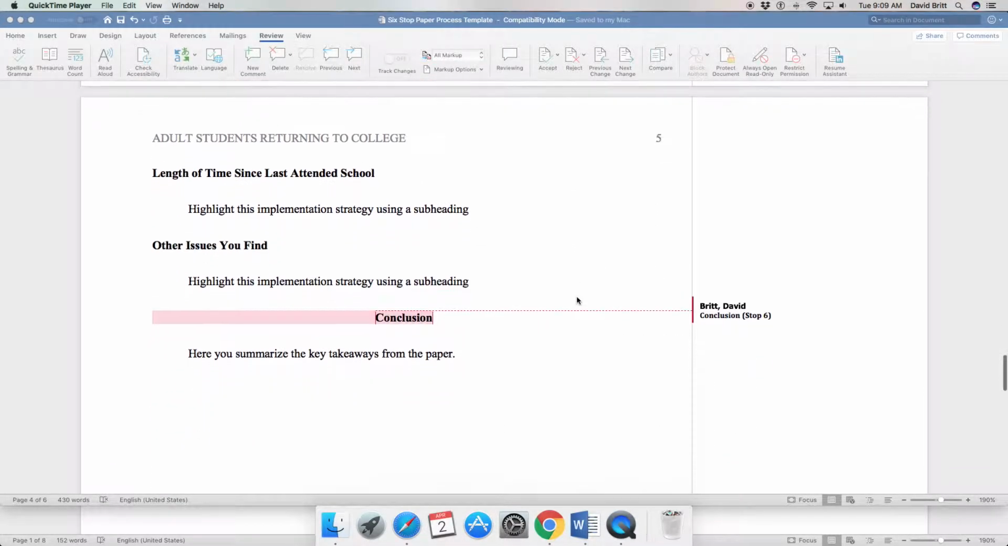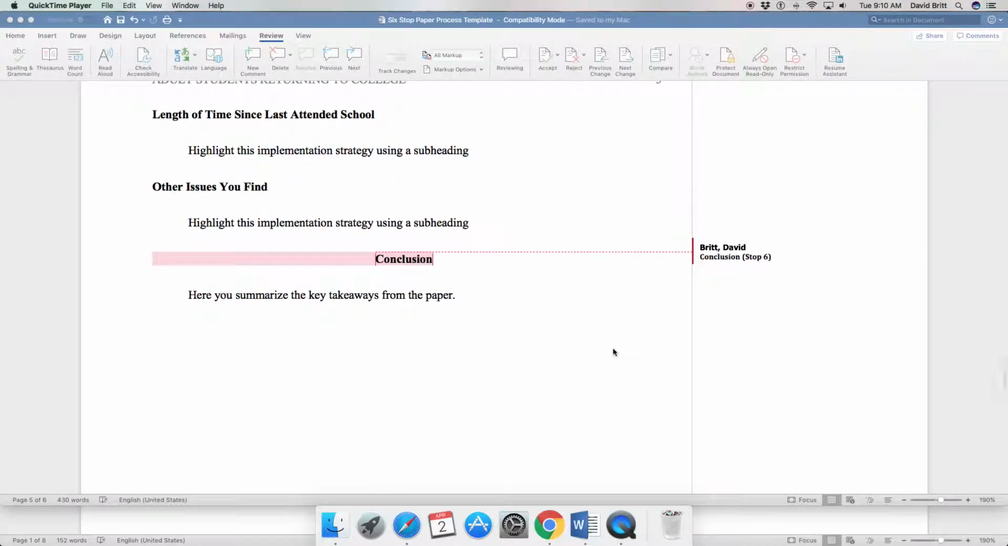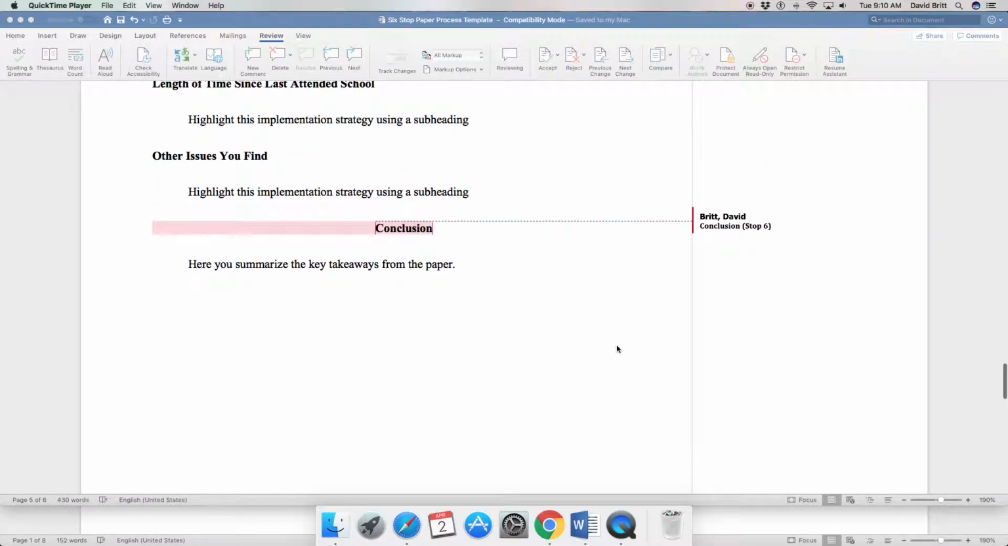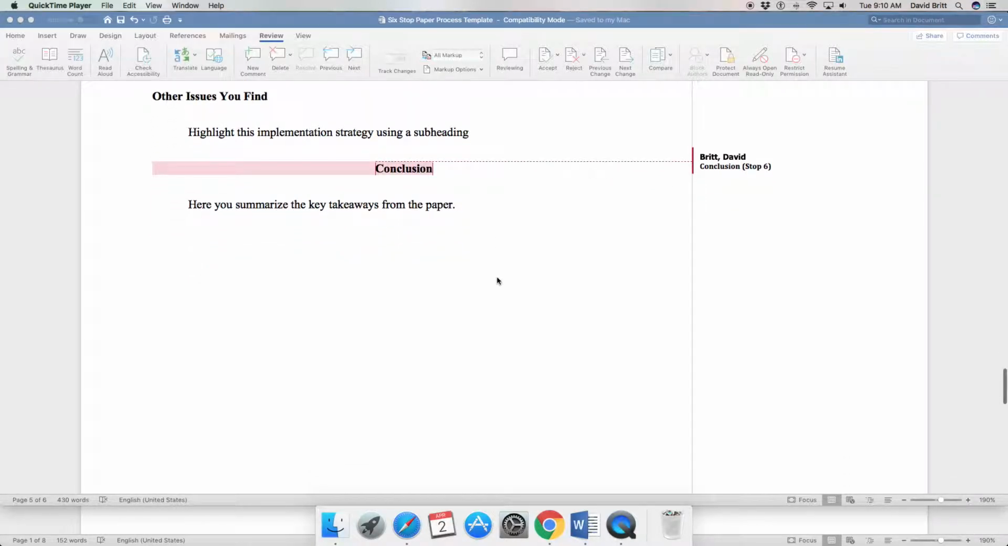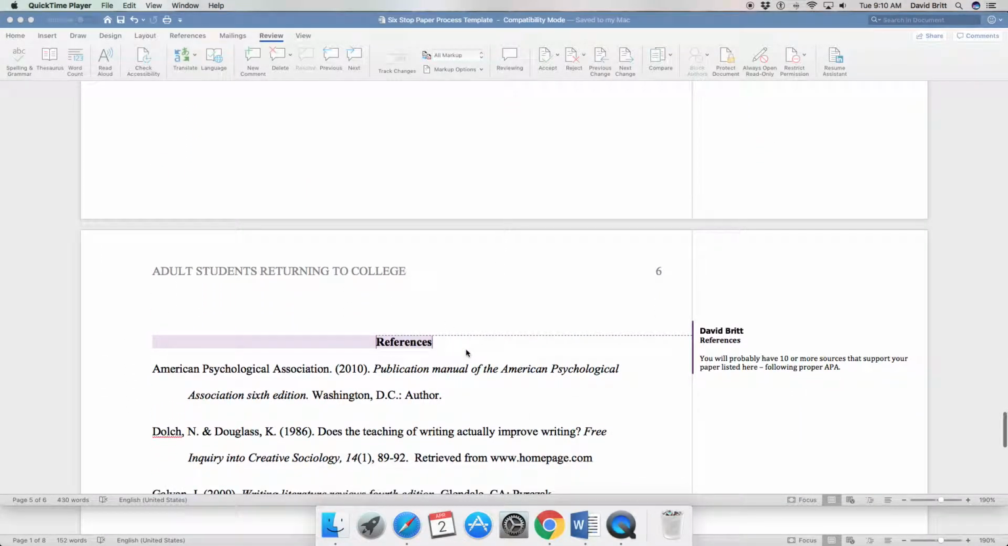And then finally, the last stop is stop 6, which is the conclusion. Here you summarize the key takeaways of the paper. You don't provide any new information here. This is just a summary of what you found as it relates to your paper. It's also the point where you circle back to your purpose and make sure that you have satisfied the purpose that you set out to in the introduction. And then finally, you have your reference section.